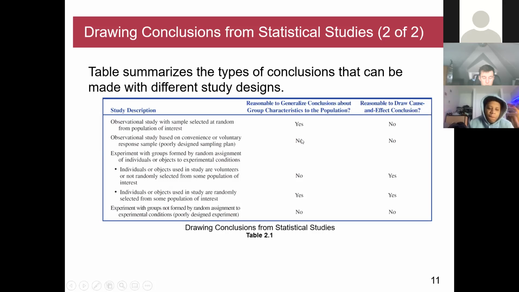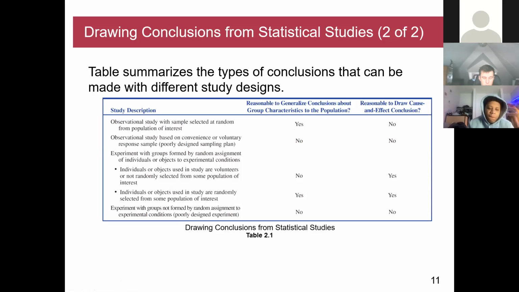Now, let's look at the middle column for observational studies. We have a yes and a no here. The yes says you can generalize to the population when the observational study has a sample selected at random from the population of interest. We're going to learn about that in a minute in the next section, section 2.2 on sampling. We'll understand why when we say random sampling. So the answer is yes, you can generalize to the population when you select your sample randomly from the population.